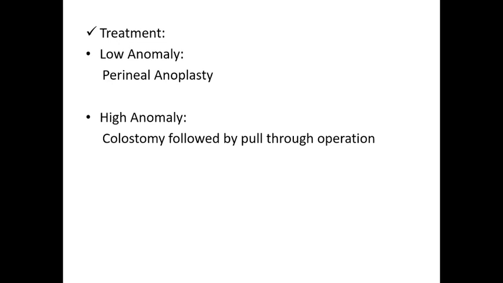You create an opening in the colon, which is then connected to the outer surface of the abdomen, to the skin, through which the feces can come out. And then you do a pull-through surgery. You pull the colon down up to the anal opening, and once the surgery is successful and the anal opening is also created, gradually you can remove the artificial colostomy tube. Then the baby will be able to pass stools in a normal way.